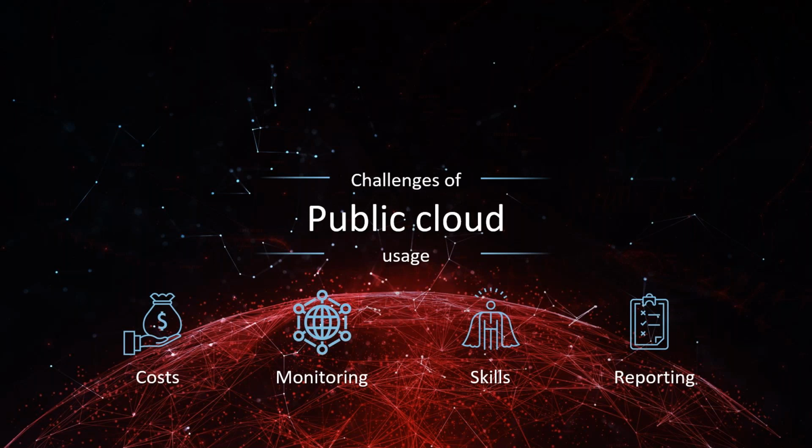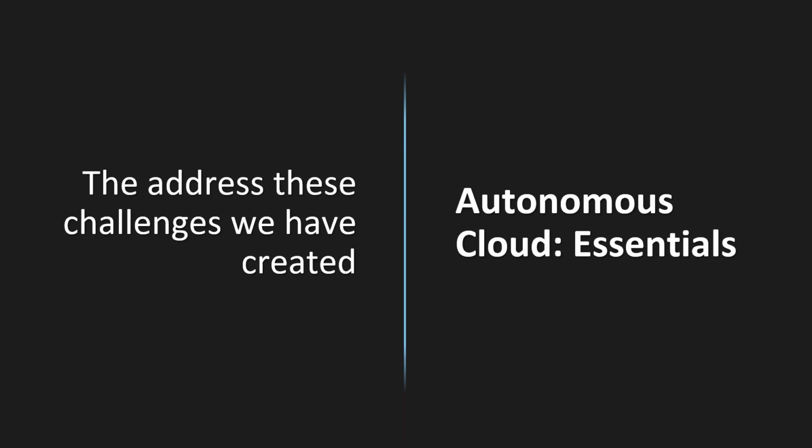And then finally, following on from that, is the reporting. How do we do reporting on the environment? How do we make sure that we're getting a full holistic view of the environment? We're not missing anything, and that's always kept up to date for you. Therefore, to address these challenges, we've created Autonomous Cloud Essentials. So this is the 3rd part of the Autonomous Cloud portfolio that I mentioned earlier on.